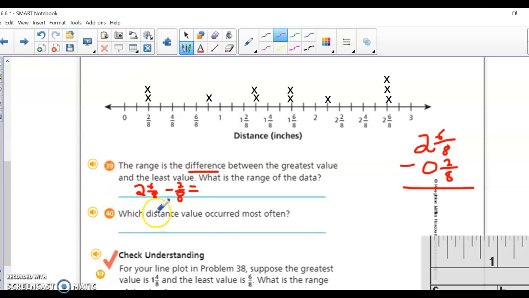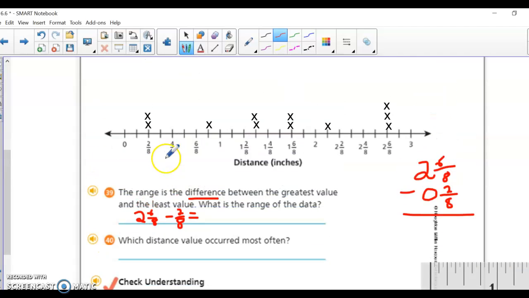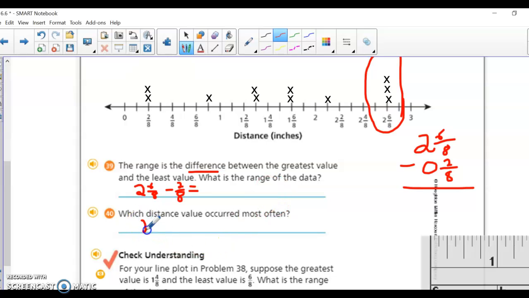And then, which distance value occurred most often? Well, I see 2/8 was twice, 7/8 was only once, twice, once. Right here, this distance occurred 3 times, right? Each X represents a different time that distance occurs. So 2 and 6/8 was my most often. Okay. Sometimes most often is referred to as the mode. M-O-D-E, mode.